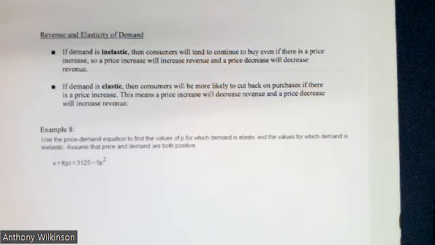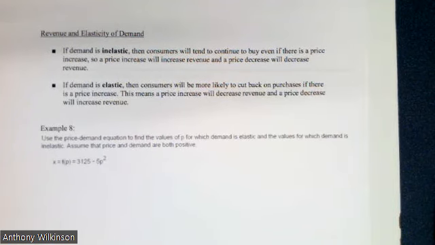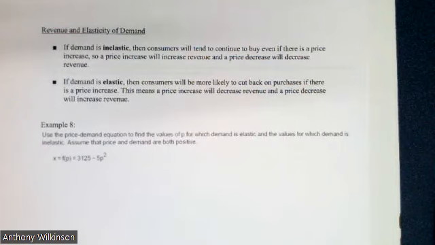All right, now let's take a look at this example right here. Because in this case, they're asking for two things. They want you to use the price-demand equation to find the values of P for which demand is elastic and the values for which demand is inelastic. Assume that price and demand are both positive. And here you've got X equals F of P, which is equal to 3,125 minus 5P squared.